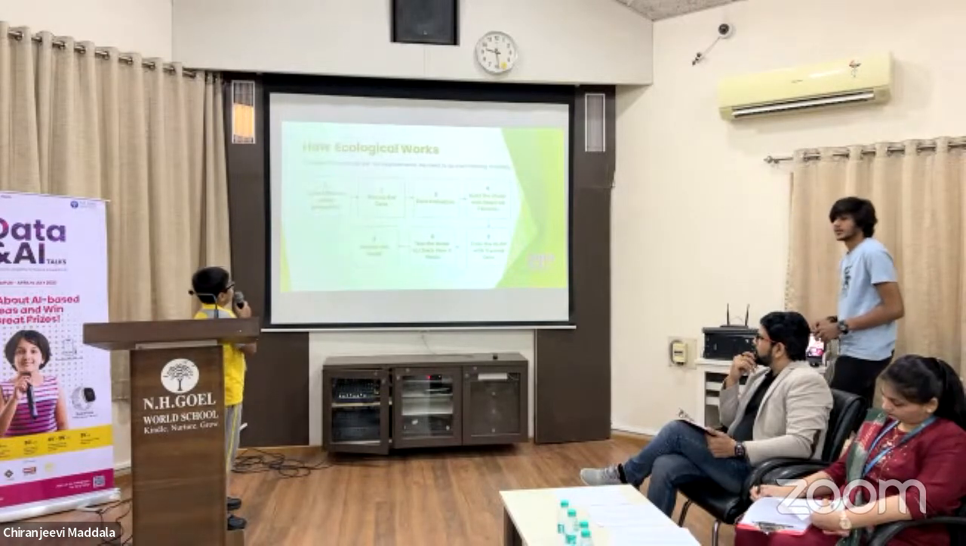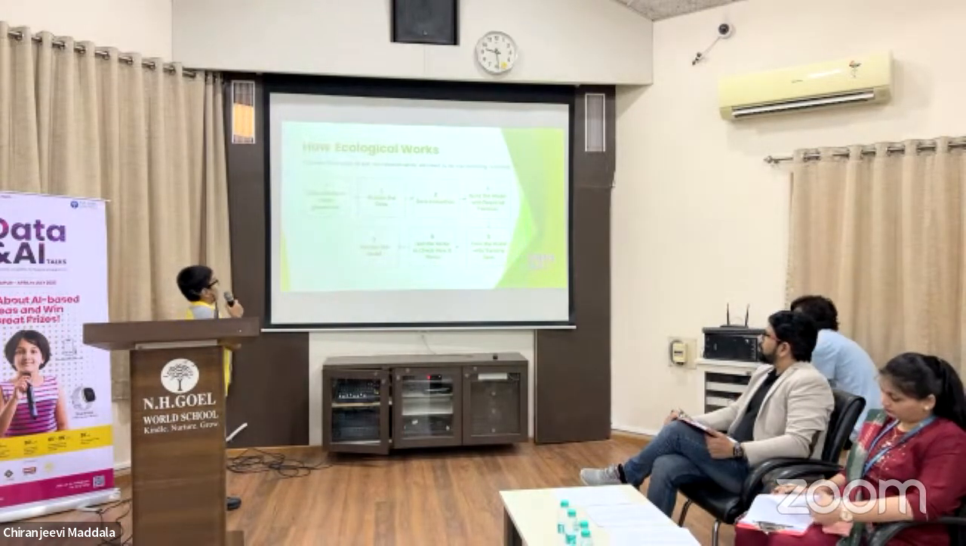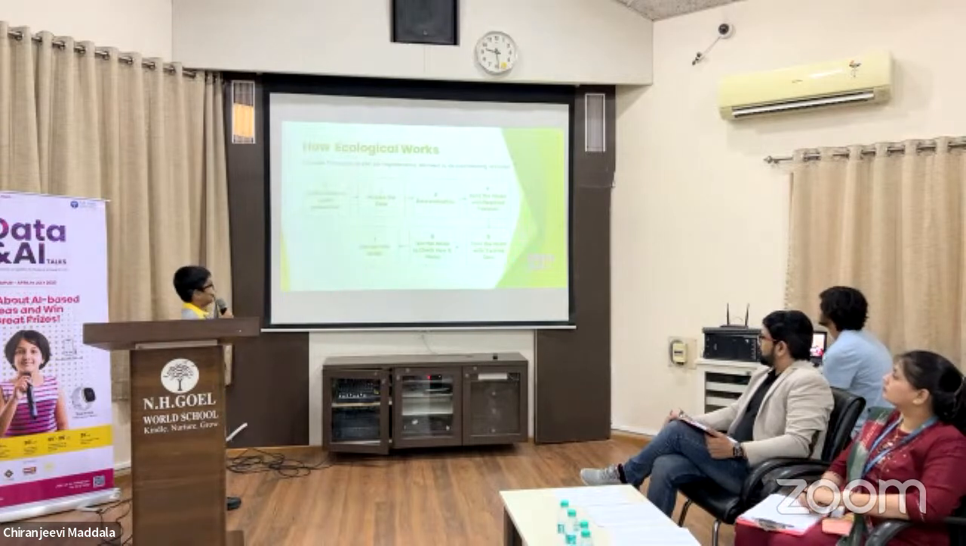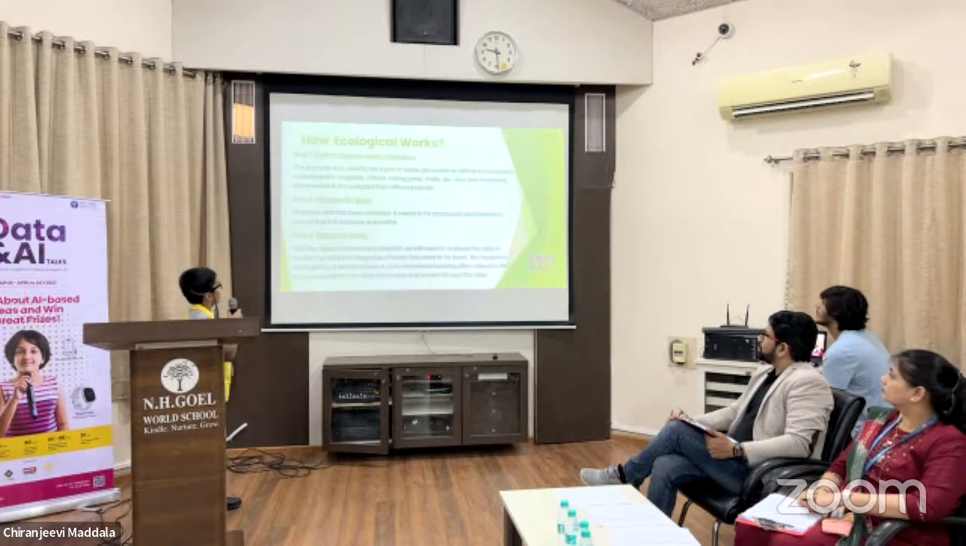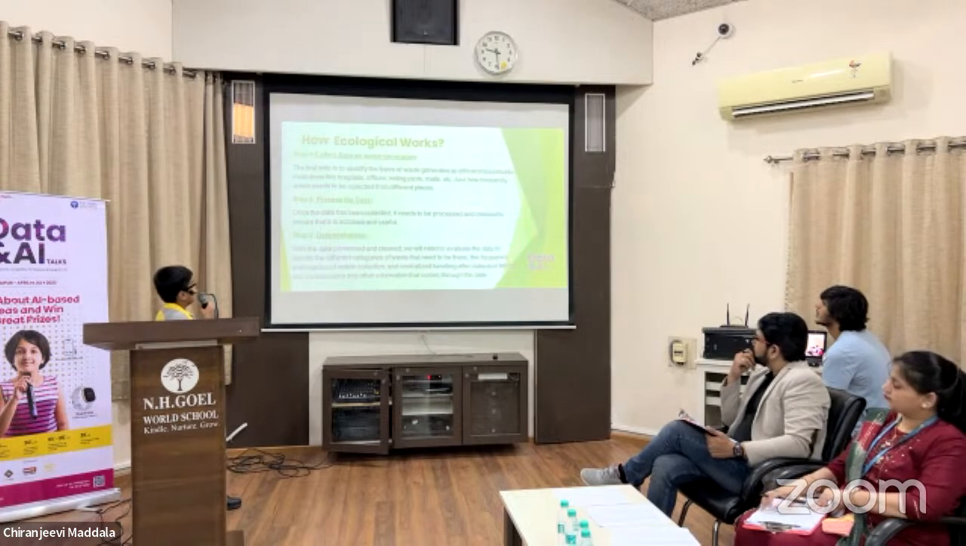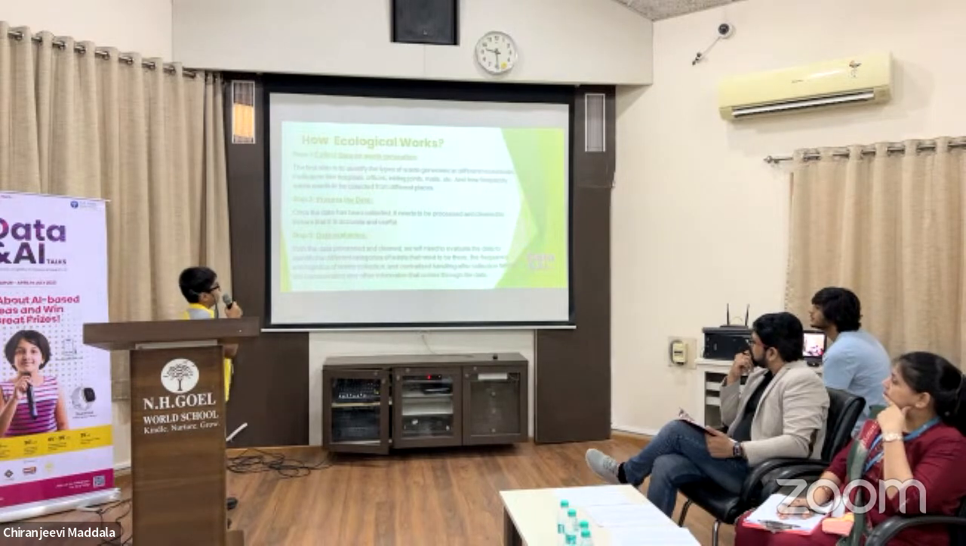How does Ecological work? To make Ecological work, as per a requirement, we use the following activities. Collect data on waste generation, process the data, evaluate the data, build the model with required features, train the model with training data, test the model to check how it works, and monitor the model. Step 1. Collect data on waste generation. The first step is to identify the types of waste generated at different households and institutions like hospitals, offices, eating joints, malls, etc., and how frequently waste needs to be collected from different places.